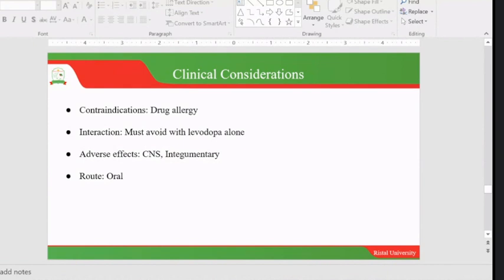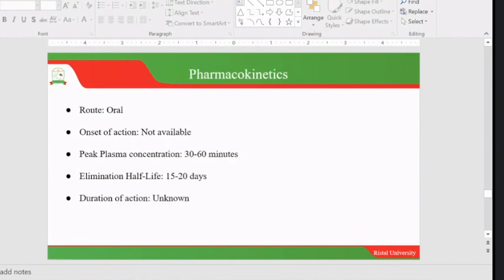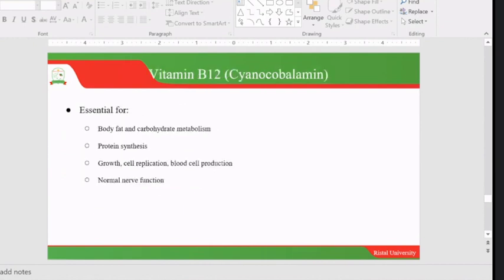Adverse effects affect the integumentary system and the central nervous system, and it is administered orally. Its half-life is 15 to 20 days, and the duration of action is unknown. So then let's look at cyanocobalamin, which is vitamin B12.